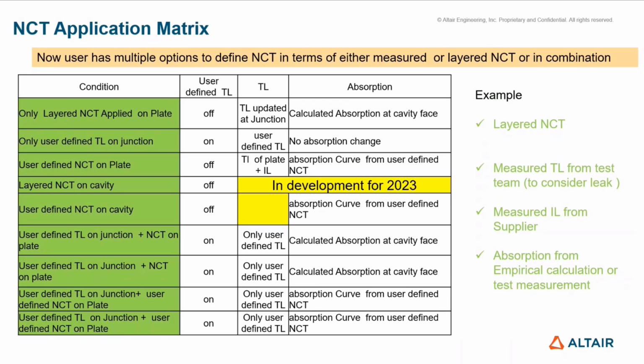So due to all these changes, in the current matrix, we were able to satisfy almost 6 full use cases, and 1 use case of layered NCT on a cavity surface rather than on a structural surface is still pending. This is in development. It needs a lot of work, and that's why we targeted it for 2023.